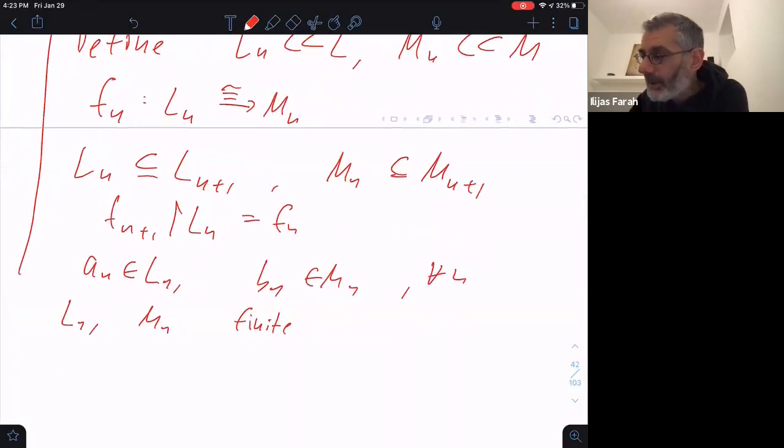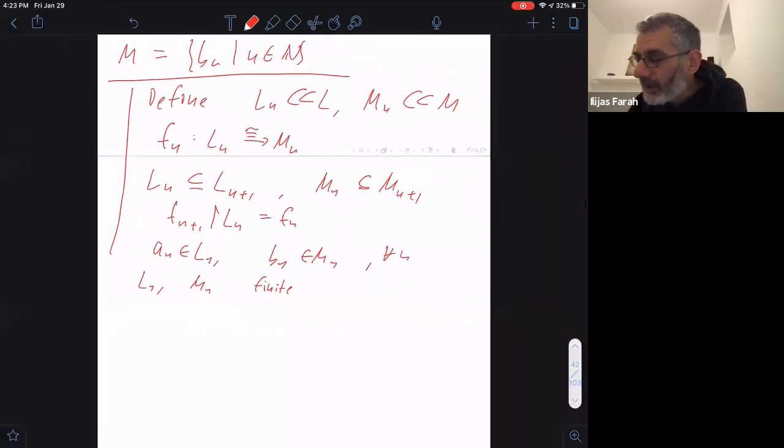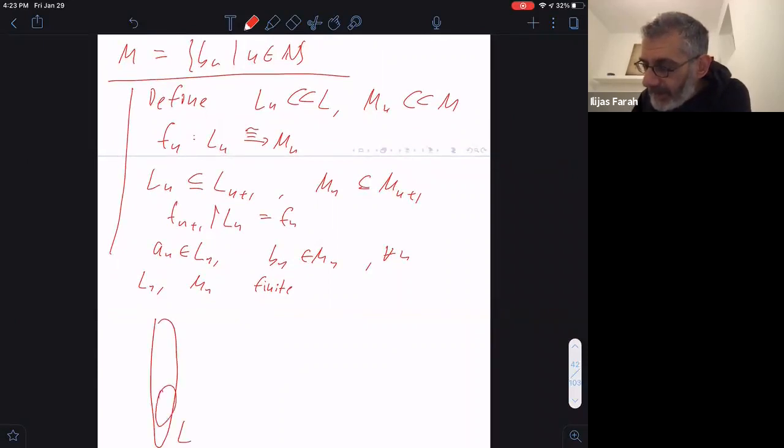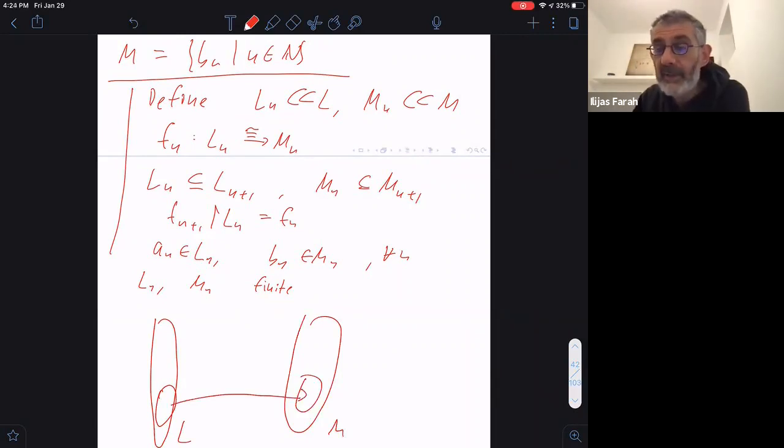So what this means, let me just see if I can shrink this so that you can see. Right, so here is L. At any given stage, I'm going to have a finite subset of it. And in M, I have a finite subset. I have an isomorphism between those finite subsets. And at any given stage, I need to extend this isomorphism by adding a_n plus 1 to the domain and b_n plus 1 to the range. So how do I start? Well, I'll just send a_0 to b_0.